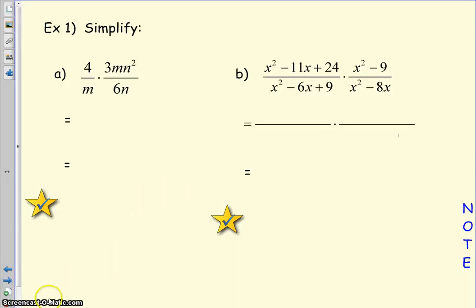So again, the first thing you want to do is notice that everything's in terms of multiplication here. So let's just multiply everything together. So we have 4 times 3mn squared. So that's going to give me 12mn squared. And I have m times 6n, which is 6mn.